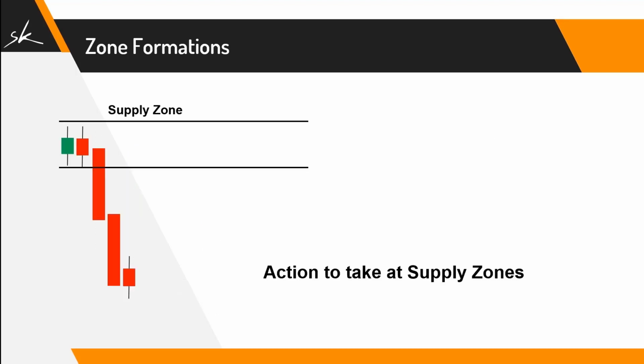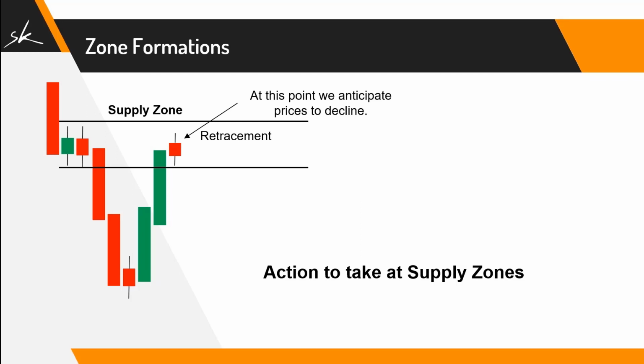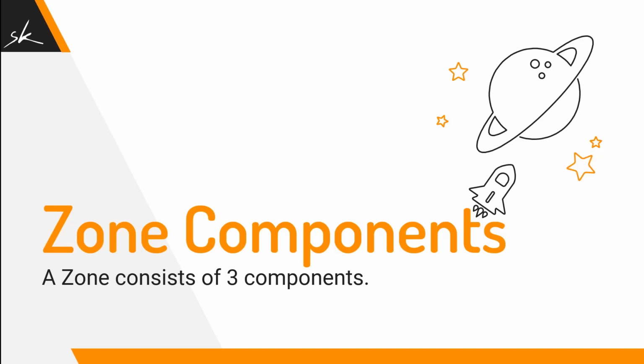Action to be taken at a supply zone, be that a rally-base-drop or a drop-base-drop. Once we have identified a supply zone, we wait for the prices to return to the supply zone. This is also called retracement. At a supply zone, we anticipate prices to drop. Therefore, our action will be to sell at retracement because we are expecting prices to move down from the supply zone.